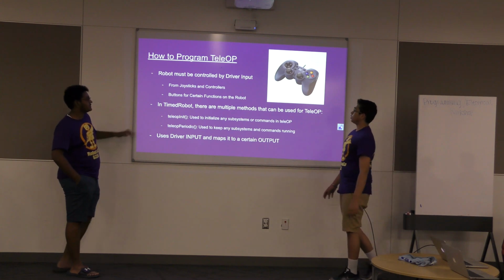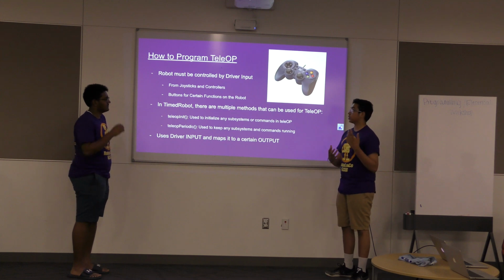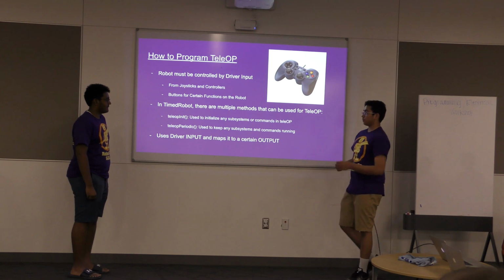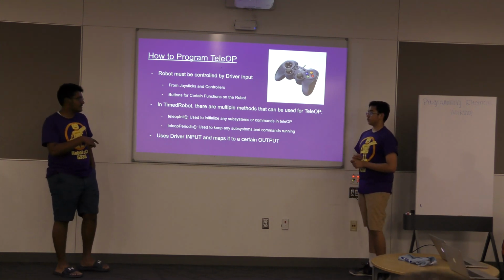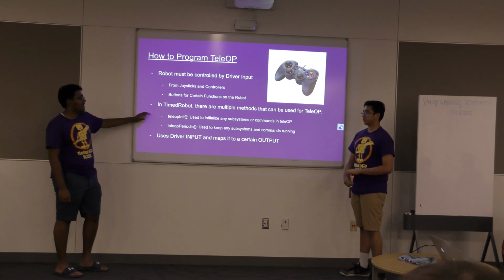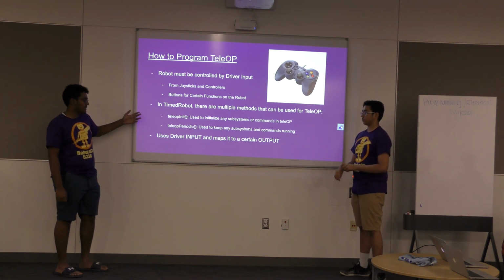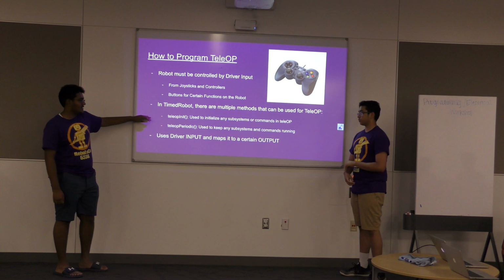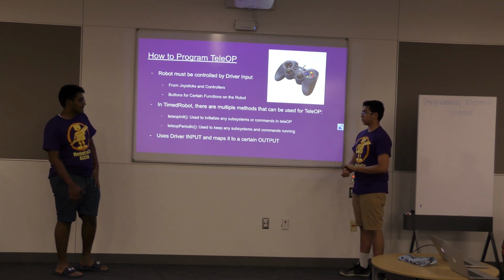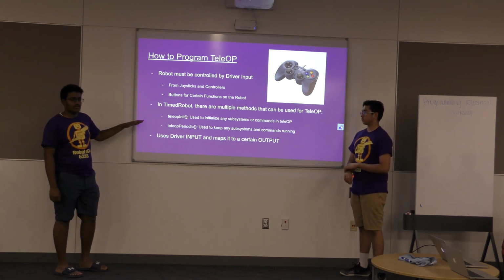In teleop, we control the robot using driver input, which means we get it from joysticks and controllers, and we can use buttons for certain functions. So for TimedRobot, we have autonomousInit and autonomousPeriodic. We have teleopInit and teleopPeriodic. These basically do the same thing as autonomousInit and autonomousPeriodic. What teleopInit does is it allows you to initialize subsystems or commands, and periodic just keeps it running in a giant loop. And so the difference between autonomous periodic and this one is that you are allowed to use driver input from here.